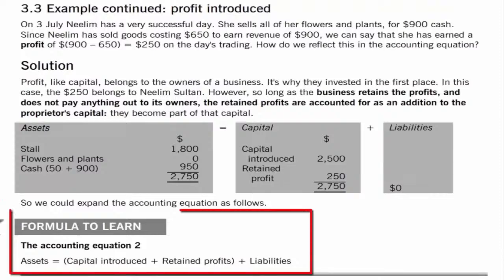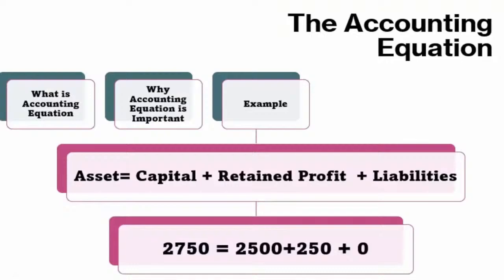Expanded accounting equation with retained profit. With the introduction of profit, the accounting equation can be expanded to show capital in more detail. Assets equals capital introduced plus retained profits plus liabilities. Or in numbers, $2,750 equals $2,500 plus $250 plus 0.